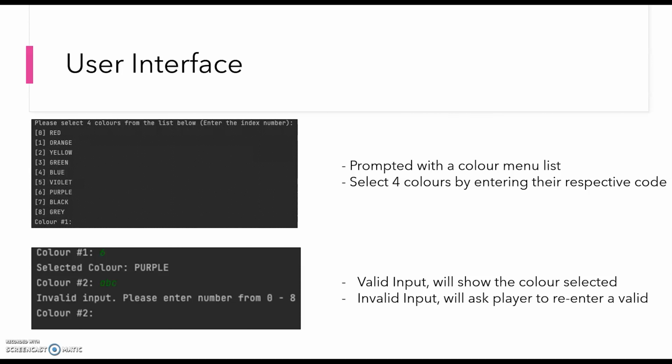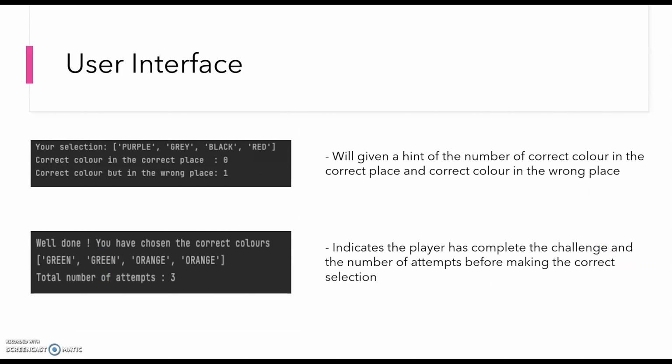If the player enters valid input, the system will show the color selected as confirmation and prompt the player to enter the next color. If invalid input is entered, the system will show a message asking the player to re-enter a valid color code. After the player finishes entering the choice, there will be an output showing the player's choice for this round, and the player will be given a hint of the number of correct colors in the correct place and correct colors in the wrong place. Based on this information, the player can proceed with the next guess until the correct color sequence is entered. The output then indicates the player has completed the challenge and the number of attempts before making the correct selection.